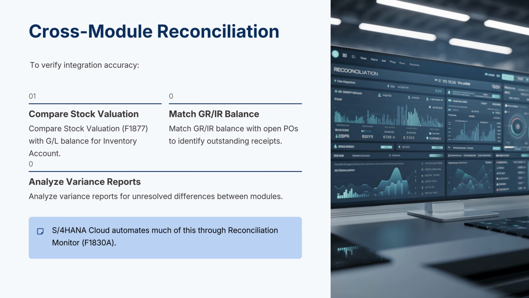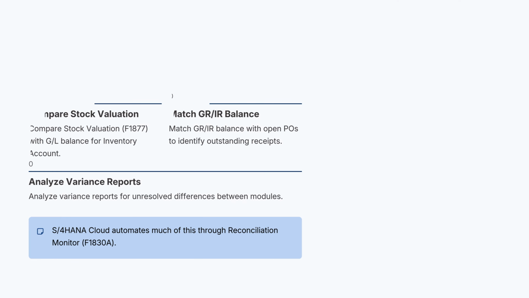Cross-module reconciliation. To ensure integrity between logistics and finance, use reconciliation reports. Compare stock valuation with the inventory GL balance, verify GRIR against open POs, and monitor variances using the Reconciliation Monitor. S/4 Cloud automates this with real-time data flow and integrated analytics dashboards.